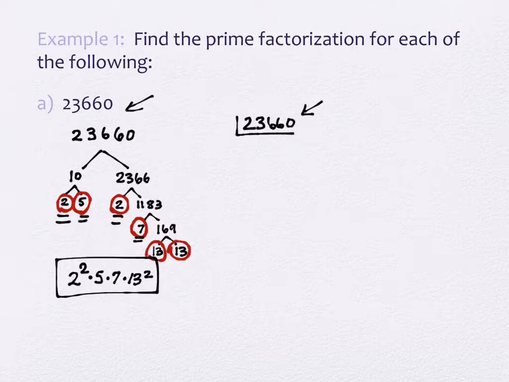So I'm going to do my division. It's going to look like it's going upside down. 23,660 divides by the smallest number, what? You said it, Taryn. 2. Yeah, it's a 2. That's the smallest prime number. So what is 23,660 divided by 2?